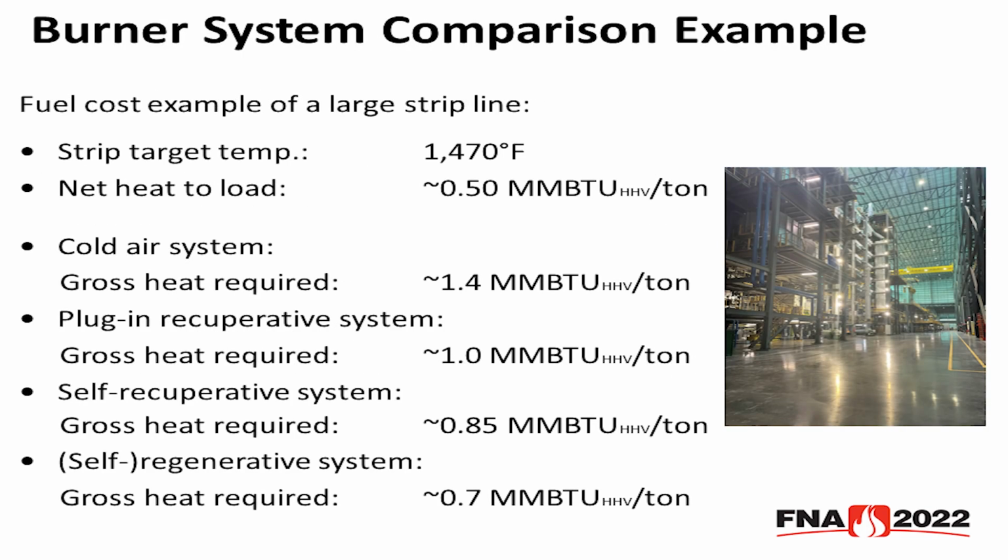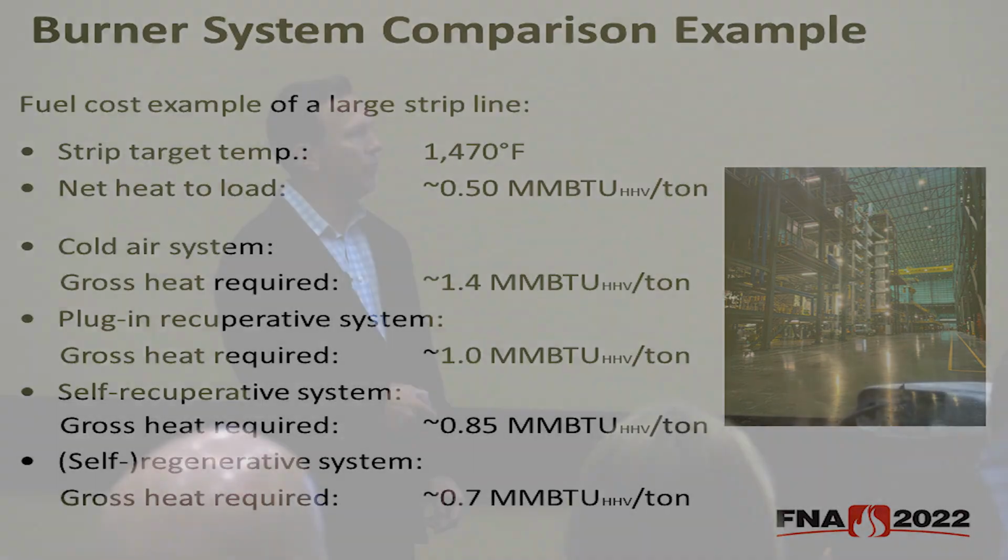Now we have an example of an even larger system, a vertical strip line, which contains about 200 burners. Strip target temperature is around 1470 Fahrenheit. The net heat requirement to the load is 500,000 BTU per ton. So with the cold air system, you need an input of 1.4 million per ton. With the plug-in, it drops to 1 million. Self-recuperative is 0.85, and regenerative is all the way down to 0.7. So you literally cut your heat requirement in half.